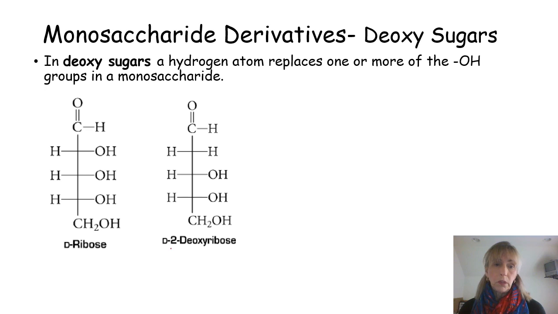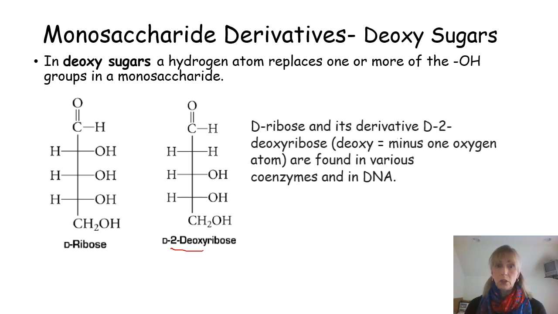D2-deoxyribose. So what does it mean to be deoxy? We said that we're going to replace one or more hydroxyl groups. So let's take a good look at this and see what's different. Aldehyde's the same, right? We come down to that first carbon, and we had an OH here. We now have a hydrogen. So we have replaced one of our hydroxyl groups. This one's the same. This one's the same. Everything else is the same. We have replaced one hydroxyl group, and then it's called a deoxy sugar.